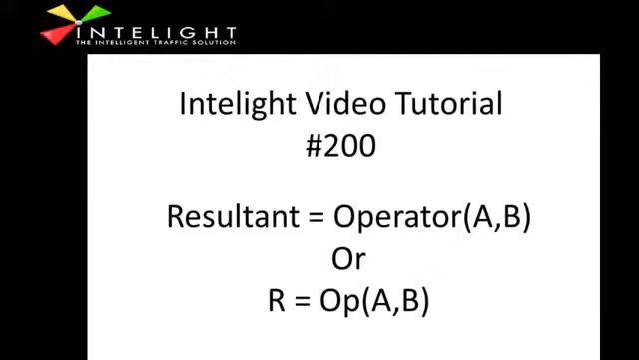Let's look at the algebraic expression of the program we just wrote. The resultant equals an operator with 2 input parameters. In our case, we're only using the A input parameter, but we have up to 2. And sometimes it's expressed as R equals op A comma B.